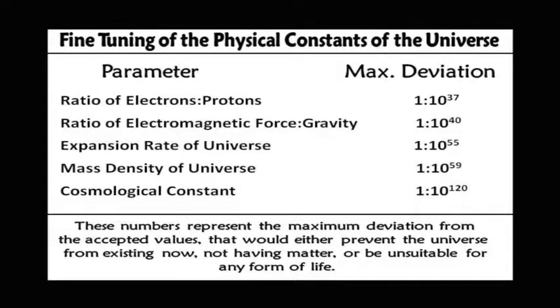So here's another picture that shows you just how precise it is. It's really kind of mind-boggling. Here we see the ratio of electrons to protons, the maximum deviation, 1 to 10 to the 37th power. The ratio of electromagnetic force to gravity, 1 to 10 to the 40th power. The expansion rate of the universe, 1 to 10 to the 55th power. The mass density of the universe, 1 to 10 to the 59th power. And the cosmological constant, 1 to 10 to the 120th power.